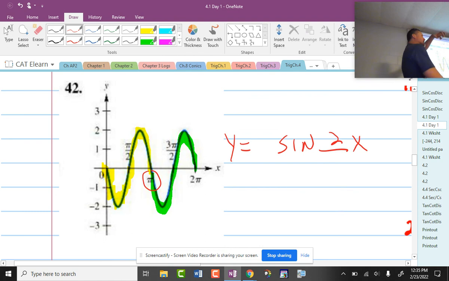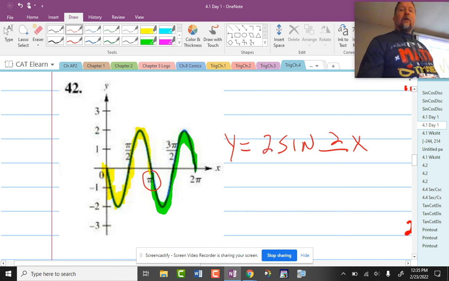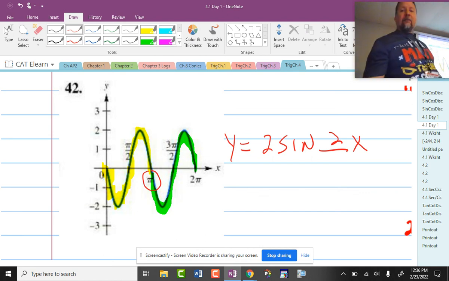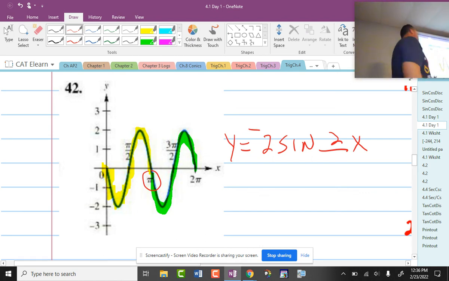Oh, by the way, what is the amplitude? How high and how low does this go? 2. And then what's one more thing that I'm missing? What kind of sine curve is this? This bowl is like this and like this, when it's supposed to be like that. So what should I throw in front of this? A negative. This is reverse analysis of looking at the picture. What is the equation?